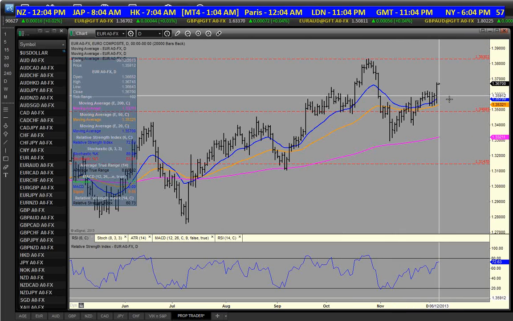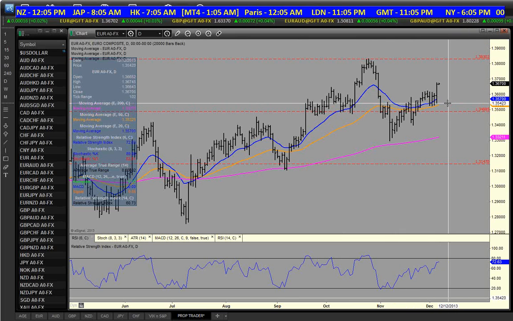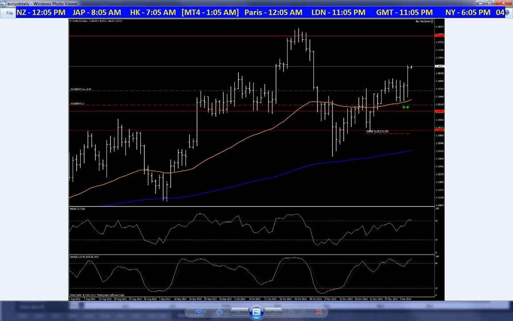How to manage it over non-farm payrolls? I would suggest you've reduced your risk by at least half. If your stop was there, you've gone a little more than half. I think at this stage that's the best you can do.